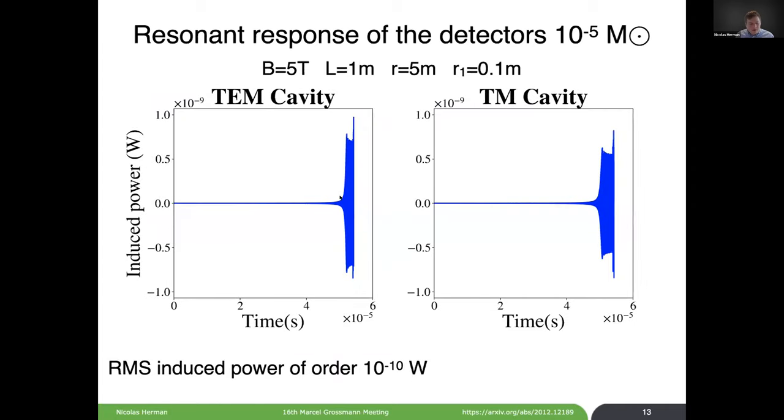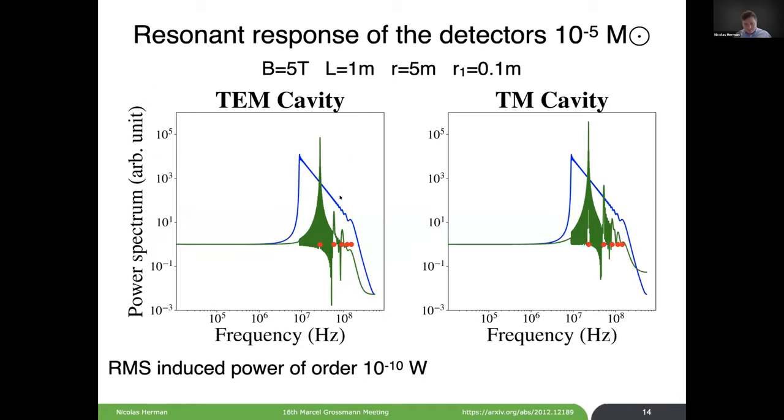Here are the responses for the TM cavity and TM cavity. Both cavities have a root mean square induced power of the order of 10 to the minus 10 watts. If we look at the frequency response, we can see that we have the same frequency content between input and output. But we can see that there are peaks in the frequency response, and these peaks correspond to the resonant frequencies of our cavity. So the frequency response is boosted near the resonant frequencies.